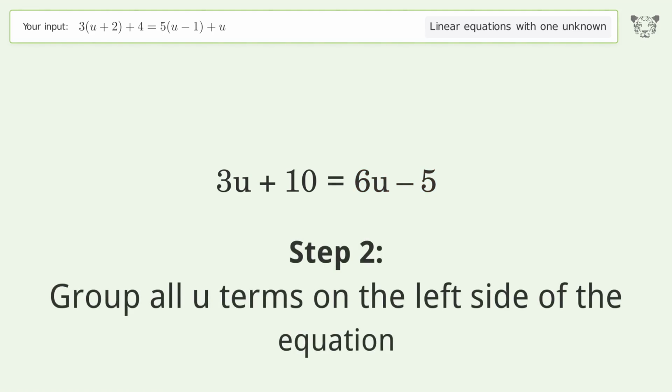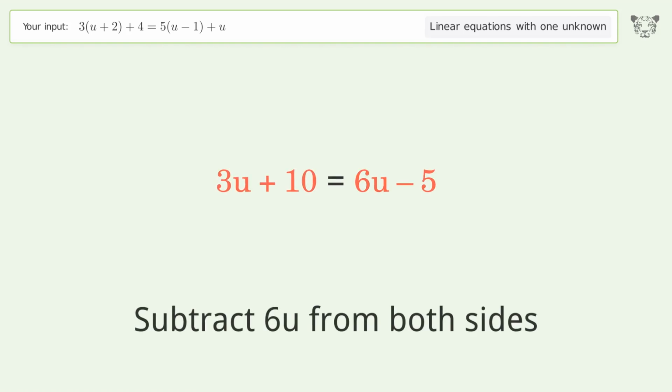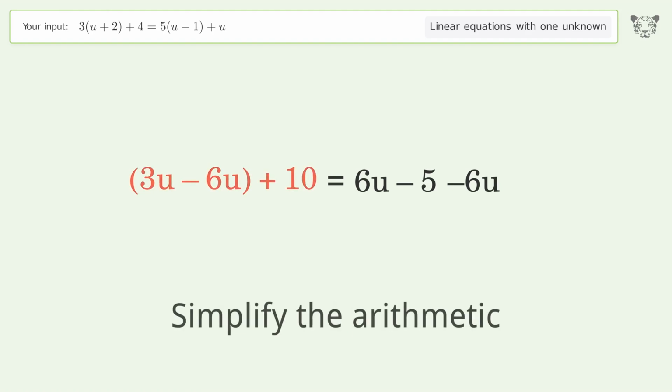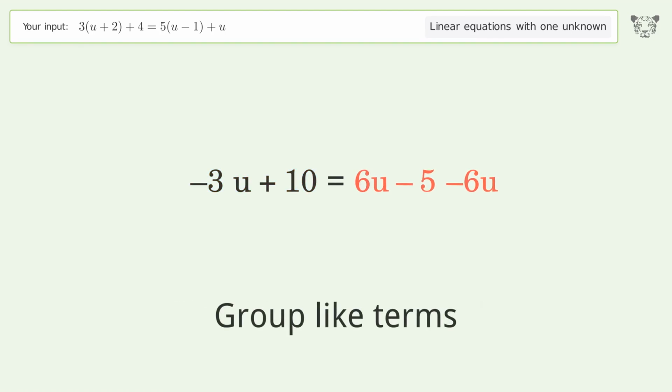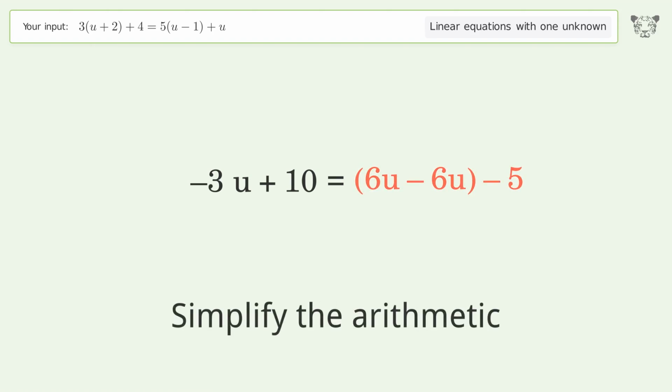Group all u terms on the left side of the equation. Subtract 6u from both sides. Group like terms. Simplify the arithmetic. Group like terms. Simplify the arithmetic.